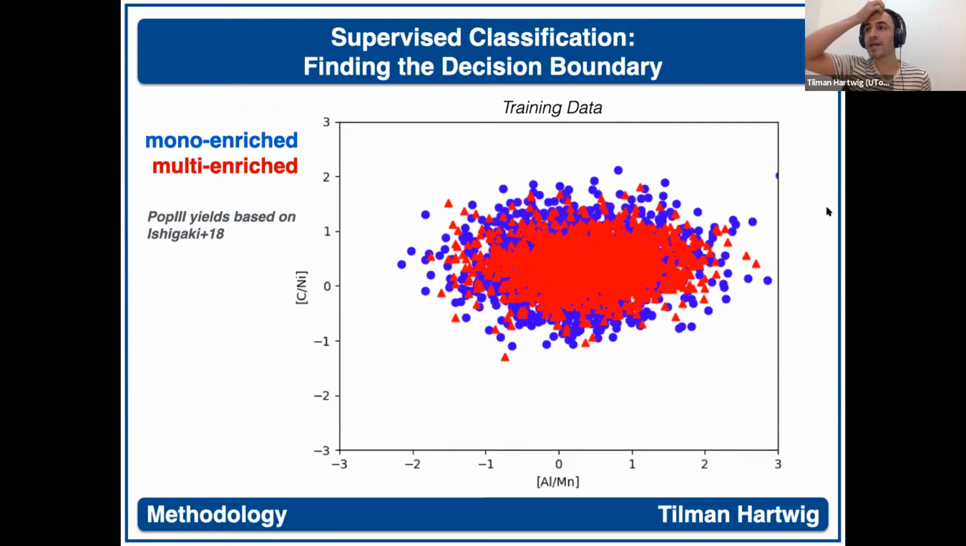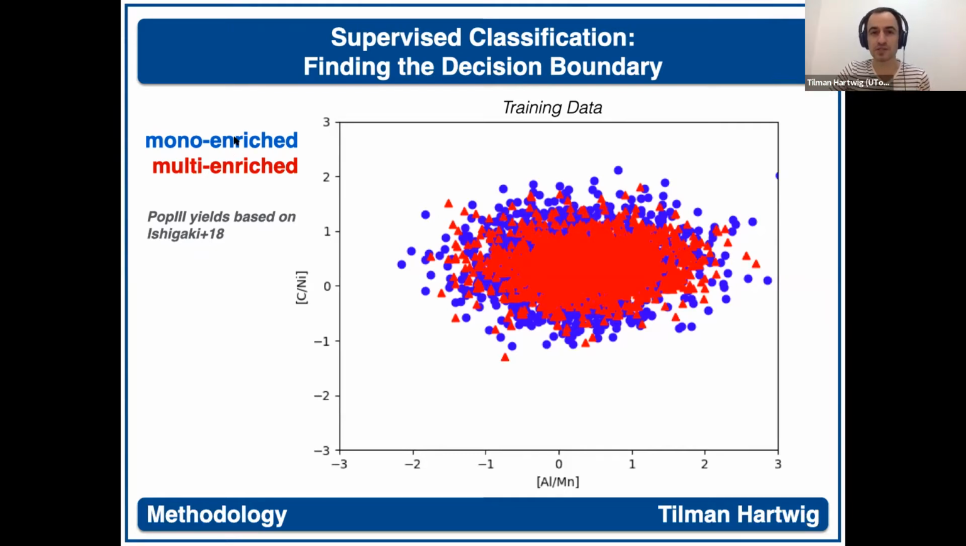We are training support vector machines. I will come to this in one second. But the more important question, and I could give a separate talk just about this topic, is how we construct the training data. Unfortunately, we do not have a ground truth for this problem, because we are the first who try to answer this question. So there is no labeled data set, which means what we do is we go back to synthetic yields of POP3 supernovae. Here we take them from Miho Ishigaki 2018.